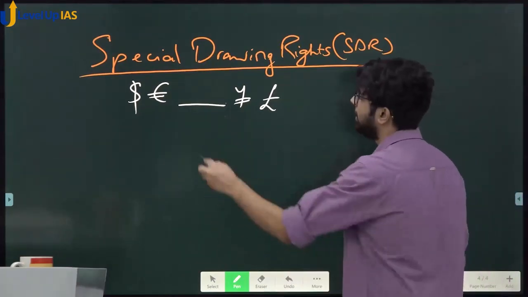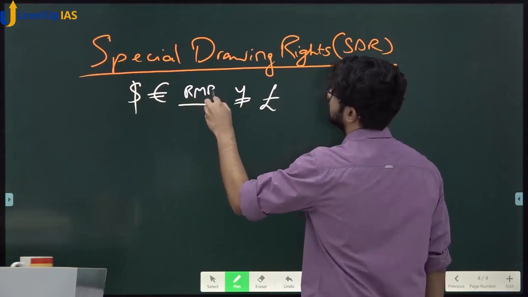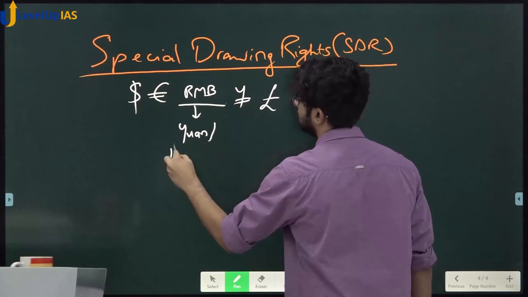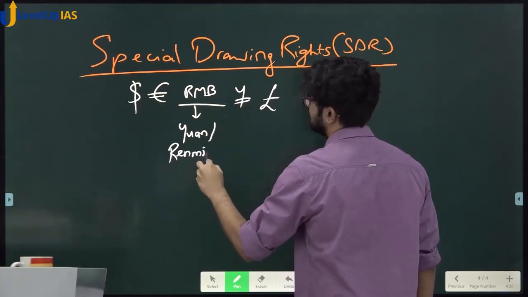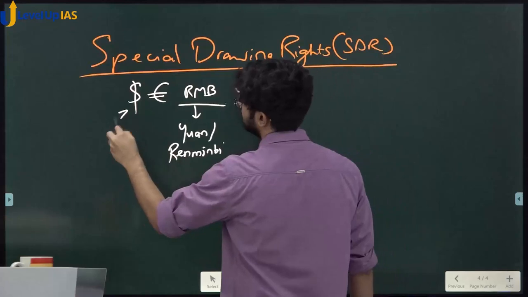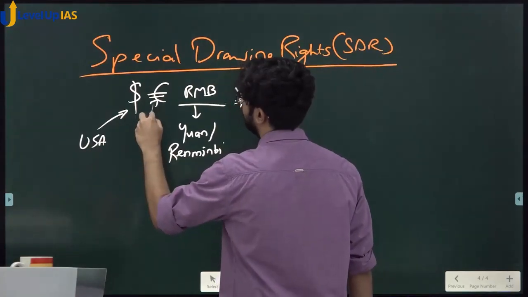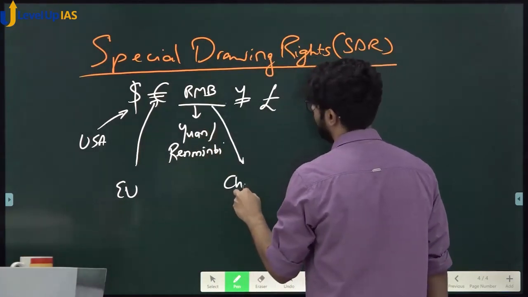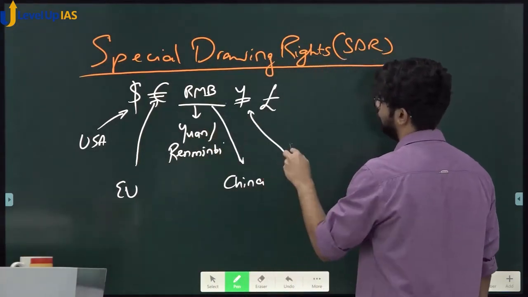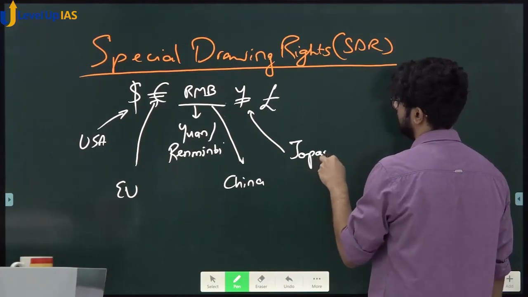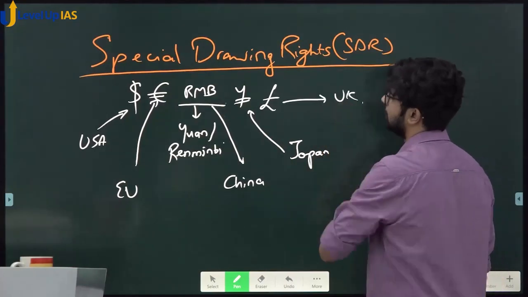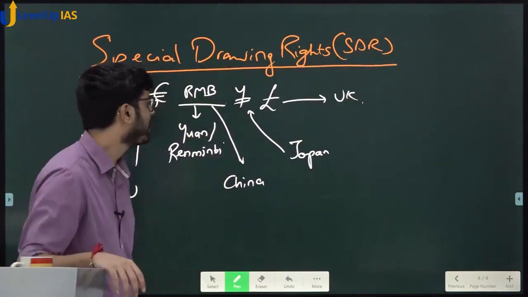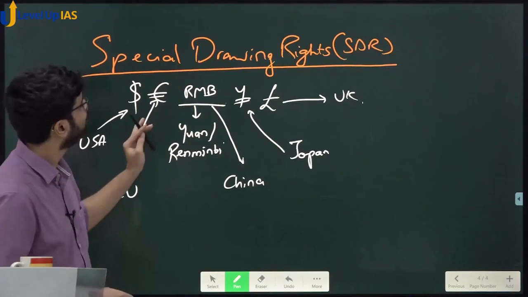In 2016-17, a new currency was added, which is the yuan, or renminbi. So this is the currency of the USA. This is the currency of the EU. This is the currency of China. This is Japan. And this is the UK. So these five currencies combined together make SDR, depending on the weights.